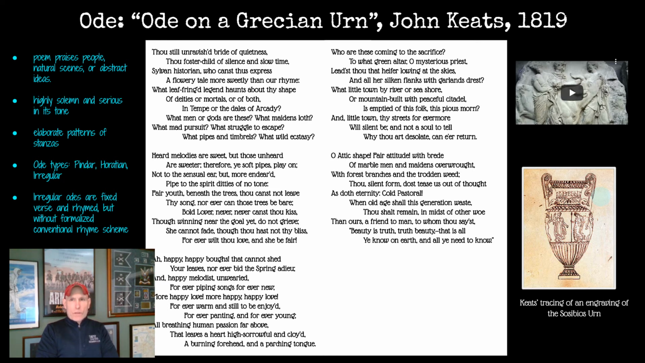So irregular odes are many of the odes that we study in poetry today, coming out of the Renaissance and the Romantic period. And this example that Keats has provided came out of the Romantic period, the 19th century.